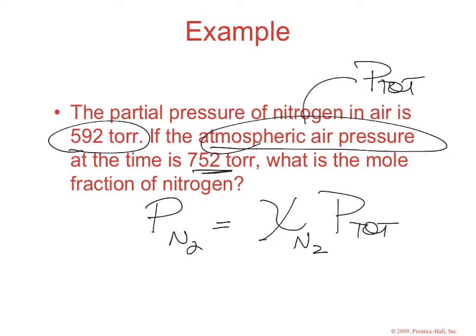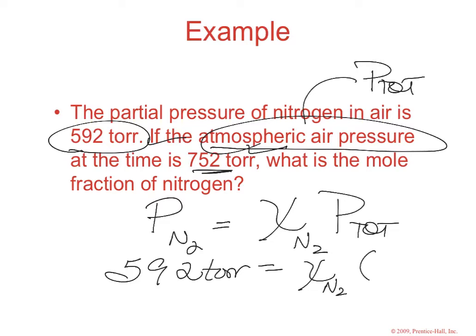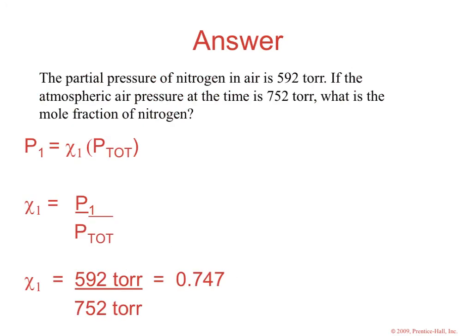All right, so let's fill in what we know. Doesn't matter the units as long as they match on both sides, because the units are going to cancel. So 592 torr. We're trying to solve for the mole fraction of N2. All right, so that's how you set up. We're going to divide both sides by 752, right, so that we can solve for the mole fraction. And here you go. So the mole fraction of nitrogen in air is 0.747.